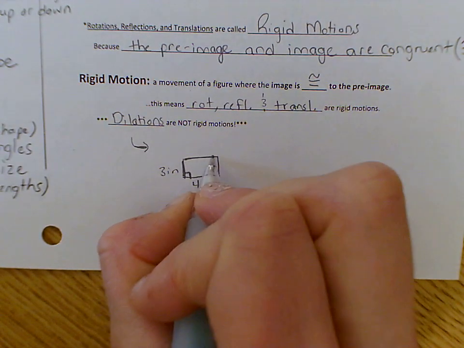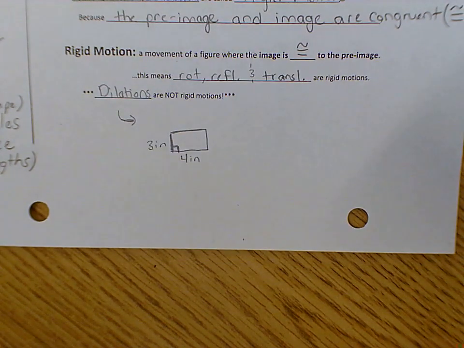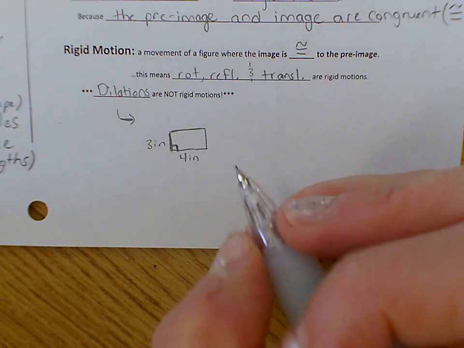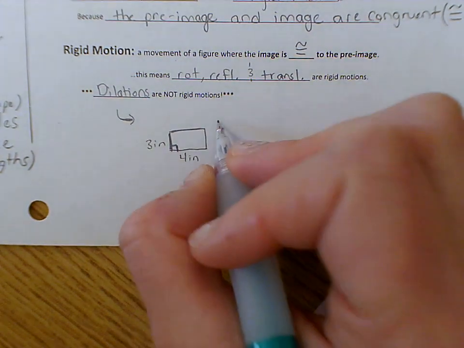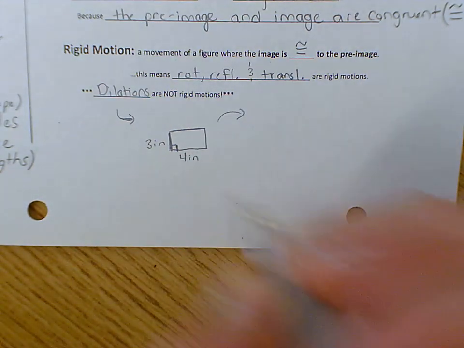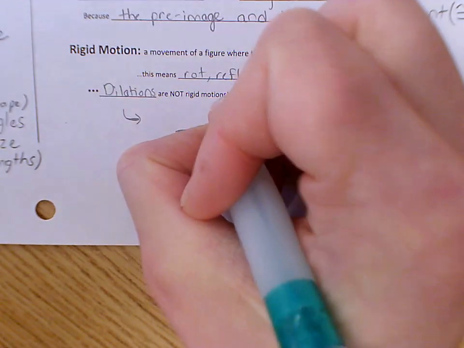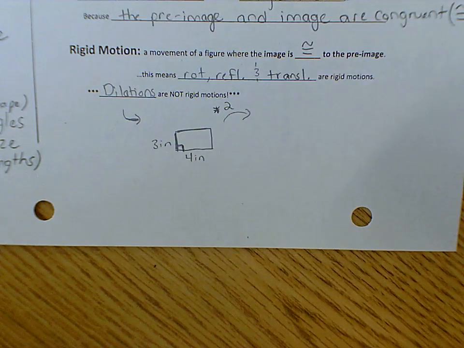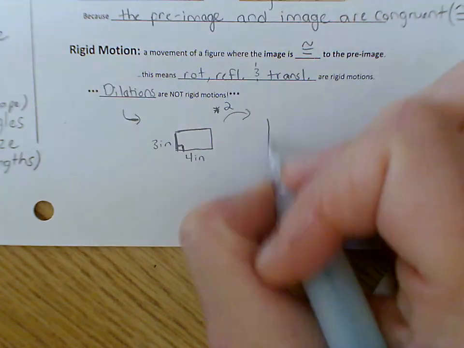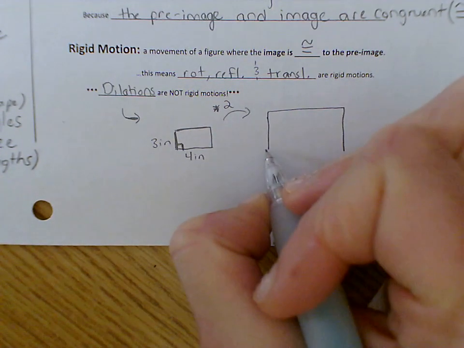They might tell you to dilate this figure, and the formal language that they would use is dilate it with a scale factor of 2. What they're saying when they tell you to dilate it with a scale factor of 2 is you are going to double the size of that figure. So if you're doubling it, that means you're going to take each length of that figure and multiply it by 2. Okay? So when you do that, it's going to be twice the size of what it was.